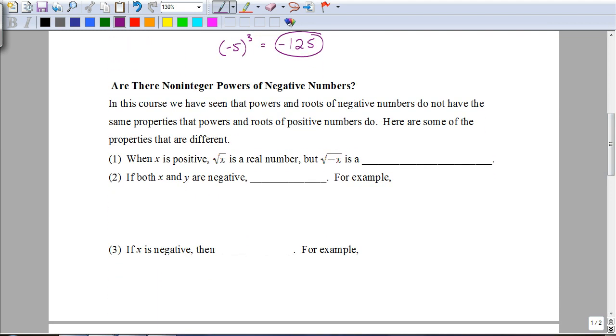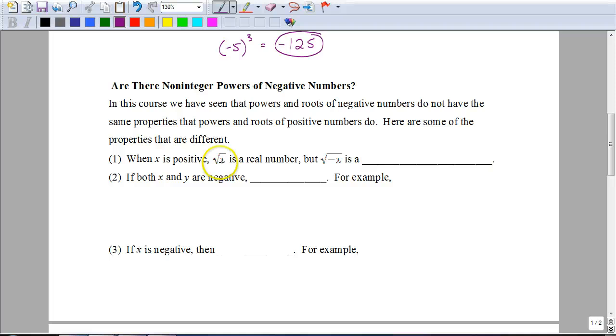Okay, so let's look at this next section here. In this course we have seen that powers and roots of negative numbers do not have the same properties that powers and roots of positive numbers do. Here are some of the properties that are different.